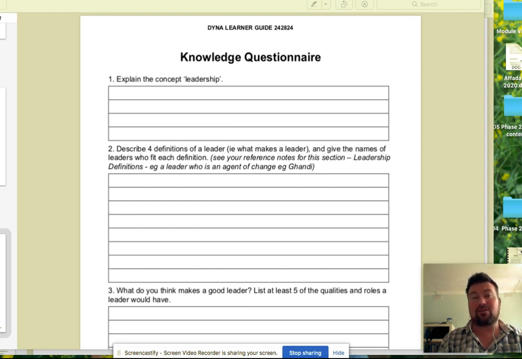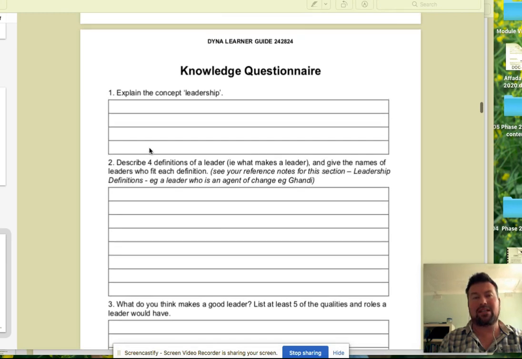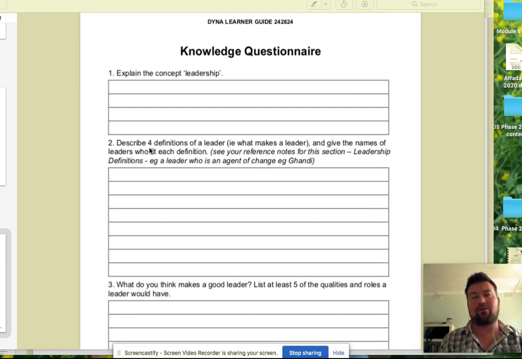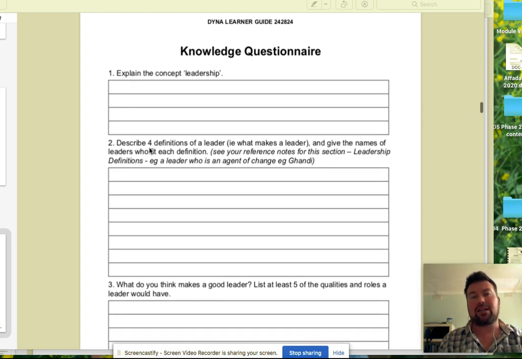So let's go to phase number one. Phase number one and question number one. It is found on page number 19 of your first module and the first part of the portfolio. So it asks, explain the concept leadership.